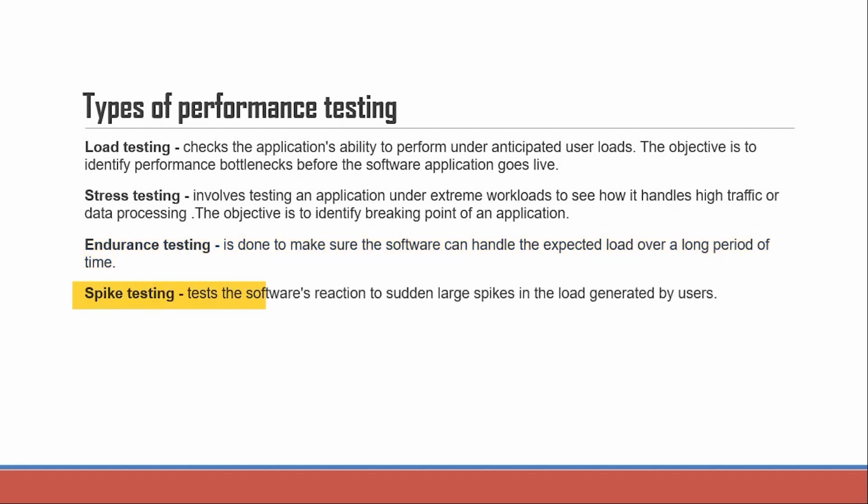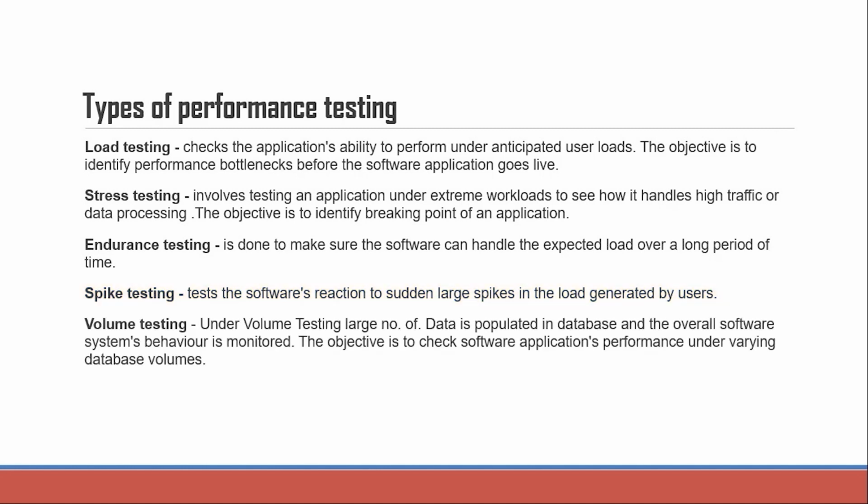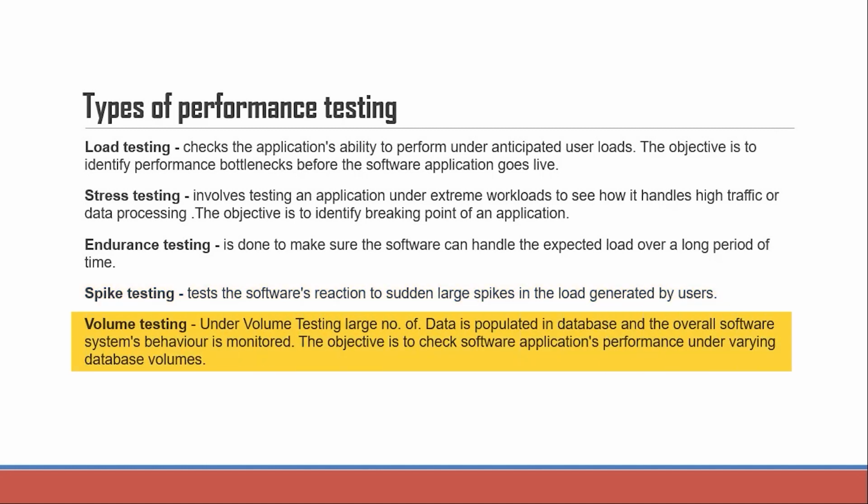Spike is a sudden hike in the load. Suppose some users are joining, then suddenly many more users join. We see if the system loads or fails. So spike is always a sudden increase in the load condition. And volume is like having more data on the system. Volume testing focuses on having a large amount of data on the system, and seeing how well it behaves, what the speed is, and everything. Volume testing focuses on the data, whereas stress focuses on the number of users.